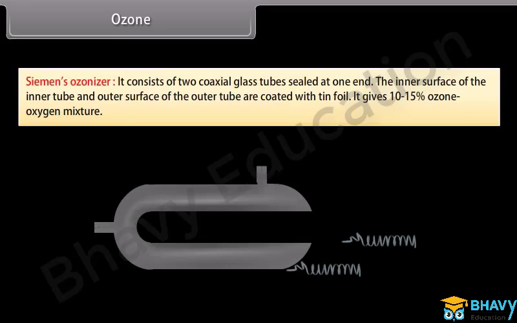Siemens ozonizer. It consists of 2 coaxial glass tubes sealed at one end. The inner surface of the inner tube and outer surface of the outer tube are coated with tin foil. It gives 10 to 15% ozone-oxygen mixture.